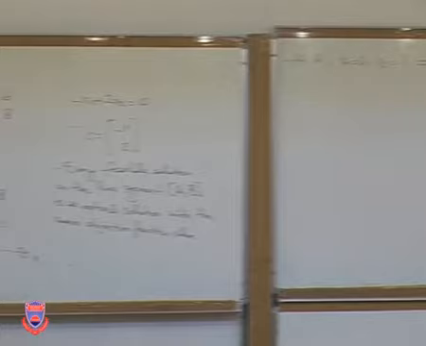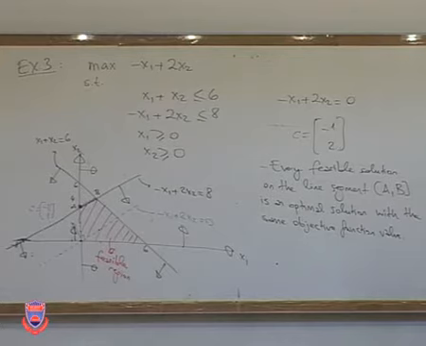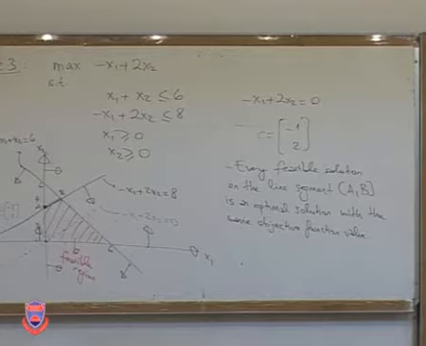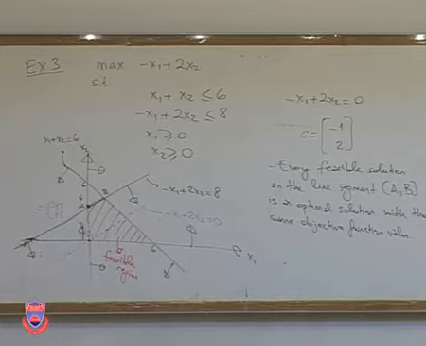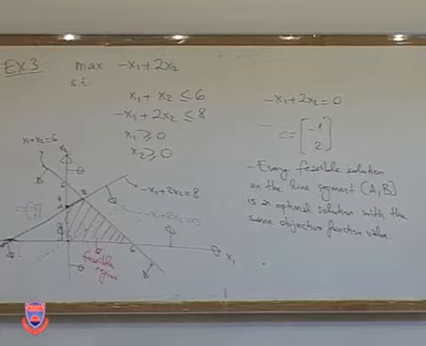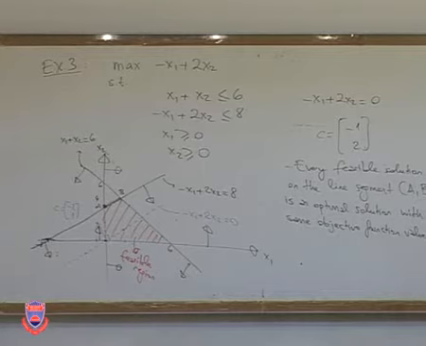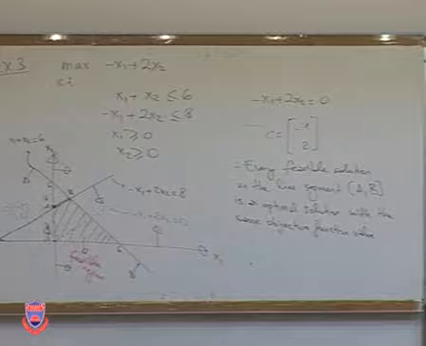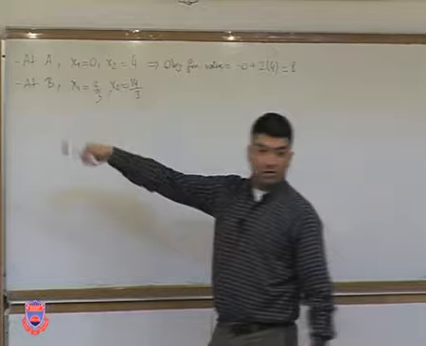Okay. Let's verify the objective function value at B. So what's the value of x1 at B? Well, you just need to figure out the intersection point, right? The intersection of those two lines. I think x2 will be equal to 14 over 3, right? So x2 is 14 over 3. And if x2 is 14 over 3, x1 will be equal to 4 over 3, I guess, right?